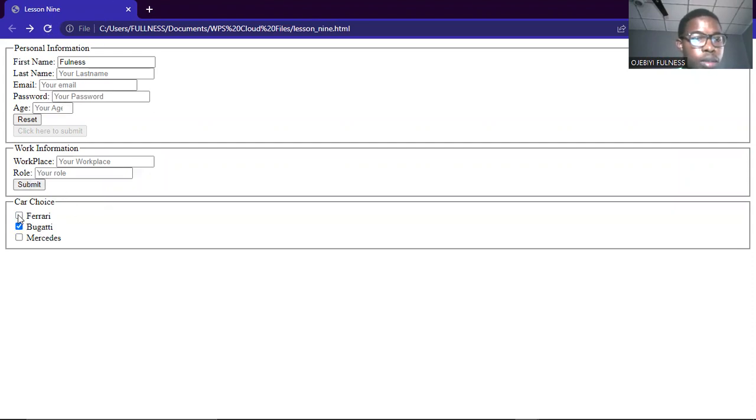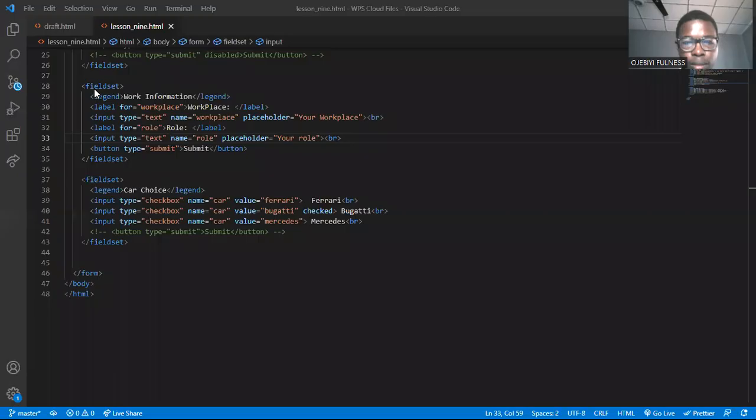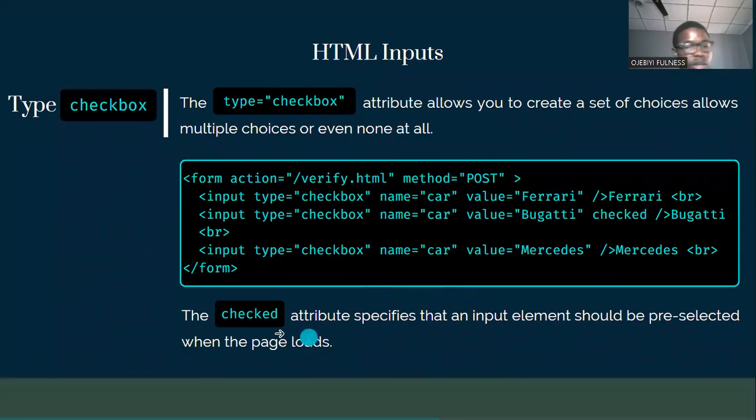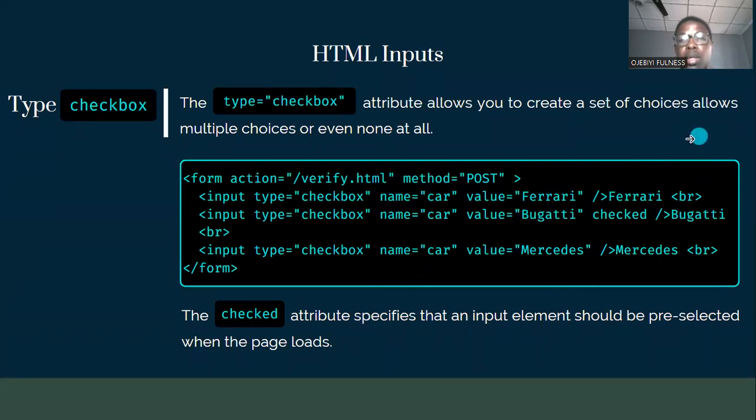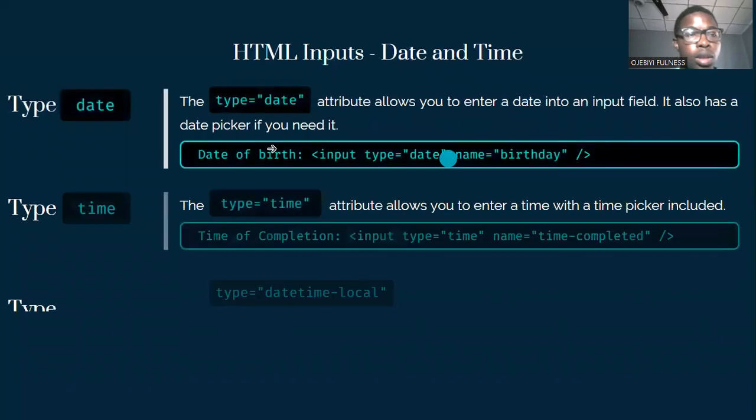If I click on Ferrari and I reload the page to go back to Bugatti, that's what the checked attribute does. It shows that it's pre-selected. Let's go back to our slides. The checked attribute specifies that an element should be pre-selected when the page loads. So we've demonstrated that.